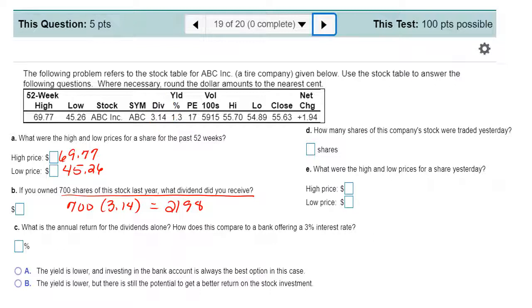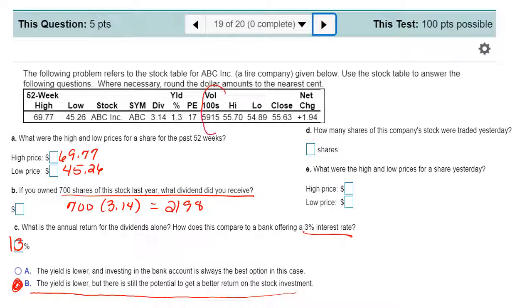It says, what is the annual return for dividends alone? The annual return would be this yield percentage. So that is a 1.3% yield on dividends alone. It says, how does this compare to a bank that offers 3%? Well, the yield is lower, but there is still the potential to get a better return when you have stocks, because that could possibly go up.